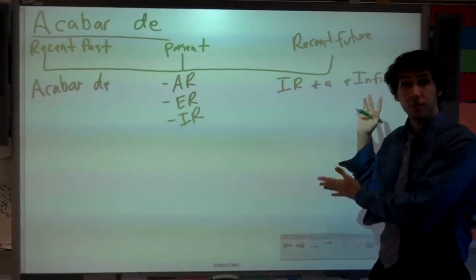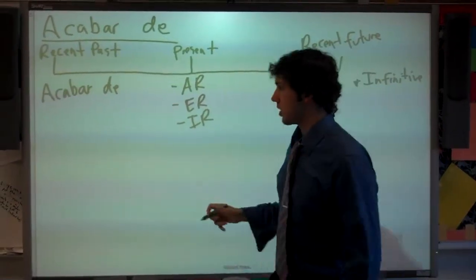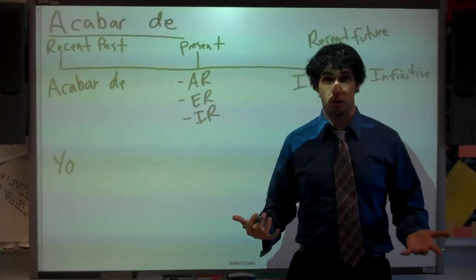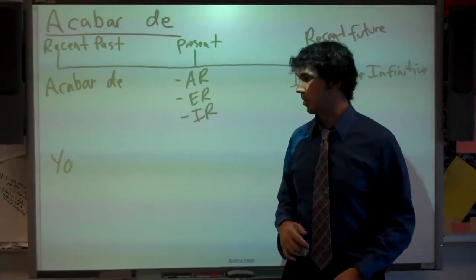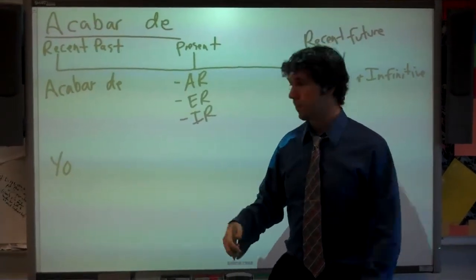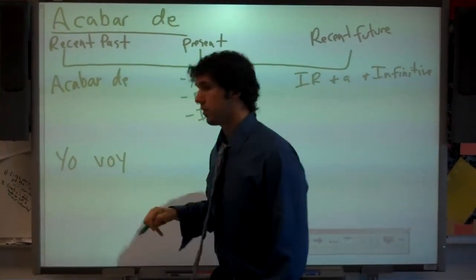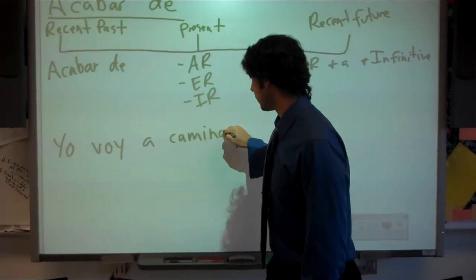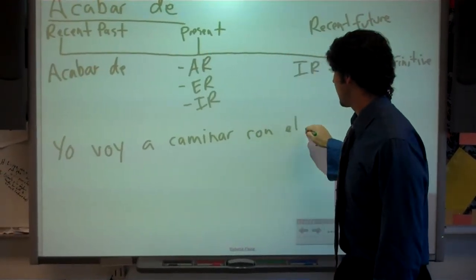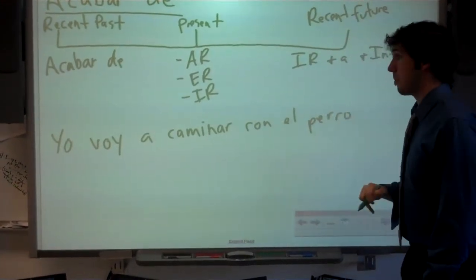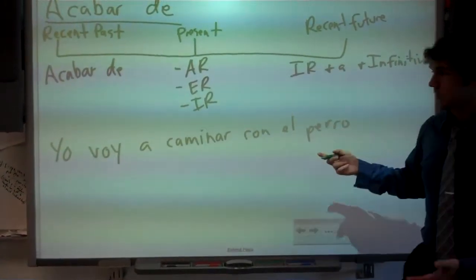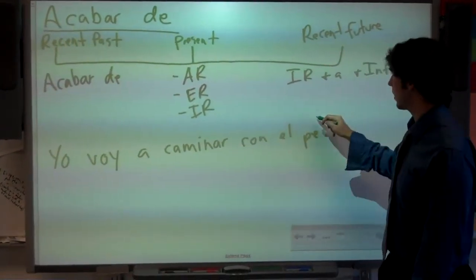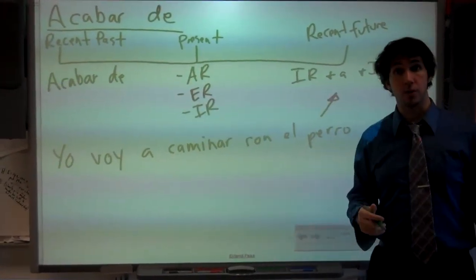So when we look at recent future, when we dealt with the yo form, for example, let's go with caminar con el perro, because that's one that we're relatively familiar with. If we wanted to say that I'm going to walk the dog, in this case, yo voy a caminar con el perro. Okay? This means roughly, I am going to walk the dog. So here we're talking in the recent future tense.